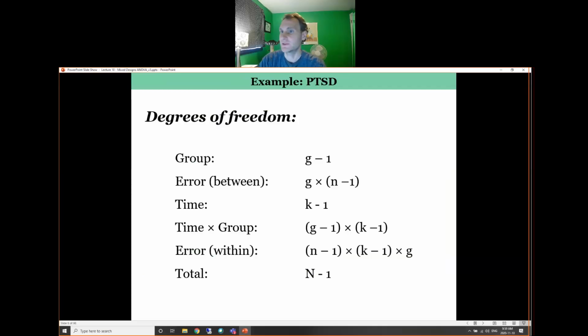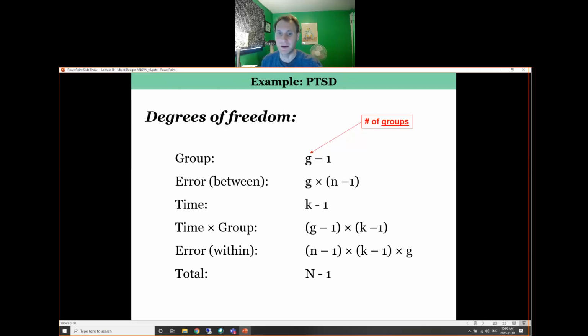As always, start with the degrees of freedom. They get pretty complicated here. We have lots of things going on, and to be honest with you, this isn't something that I have memorized. This is something that you should look up and make sure that you get it right, because there's lots of parts here. So the group, we'll use G to represent the number of groups now.